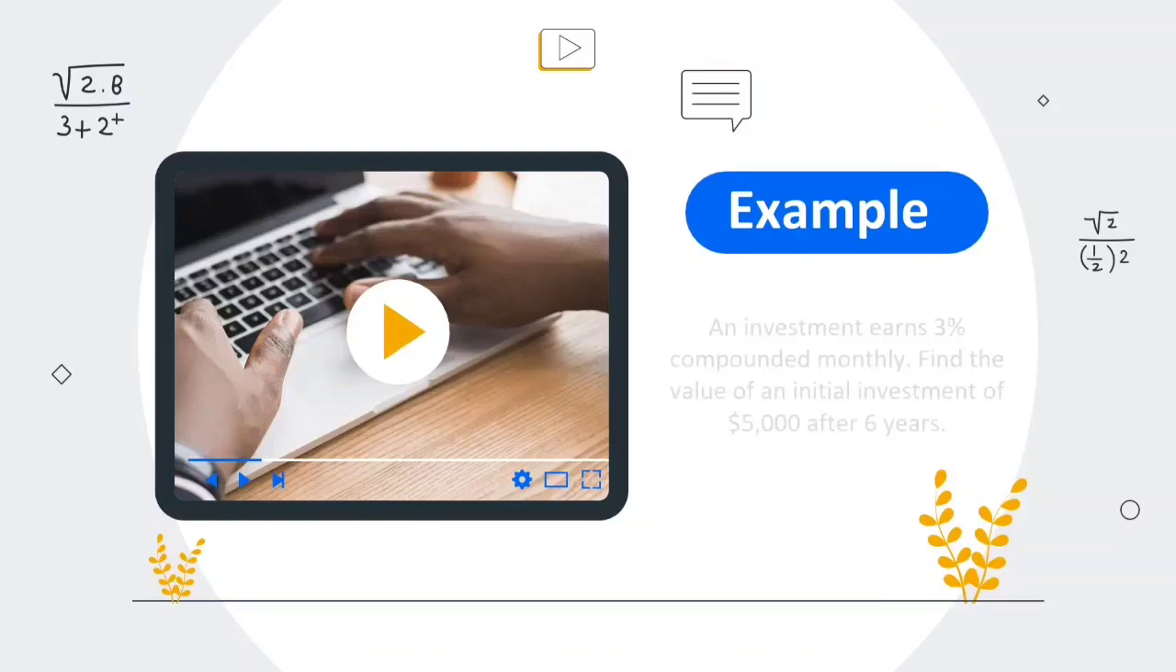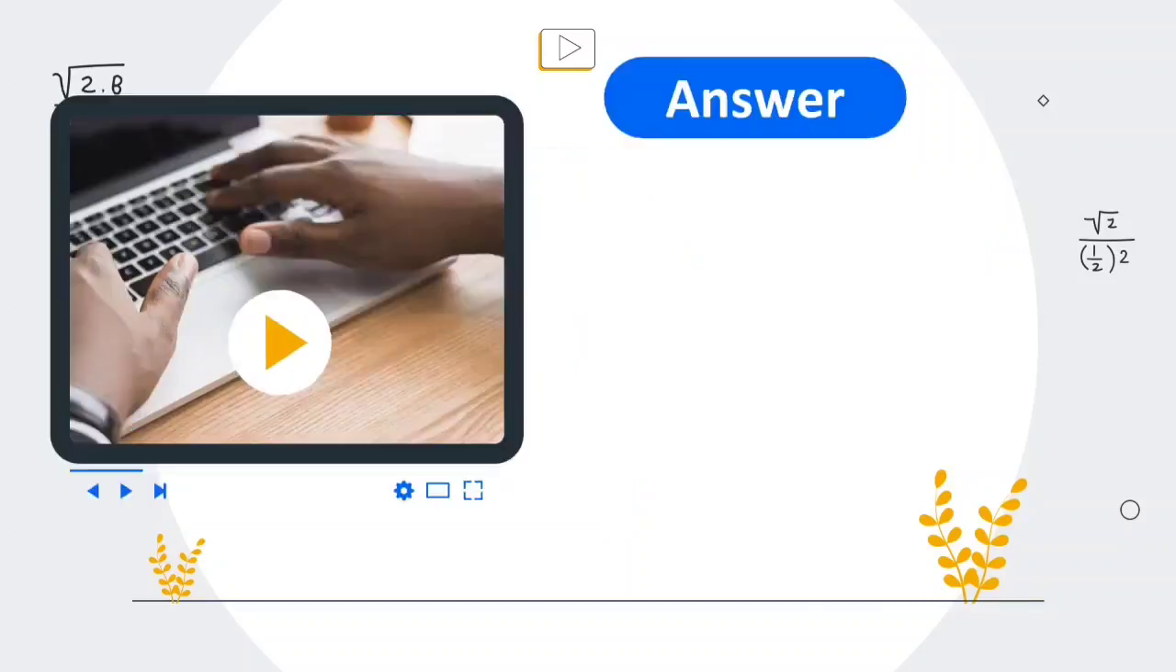Now let's have this particular example. An investment earns 3% compounded monthly. Now find the value of an initial investment of $5,000 after 6 years. To answer this problem, we need to look at what the givens are and what is required. Of course, we're looking for the value of A, or the future value.